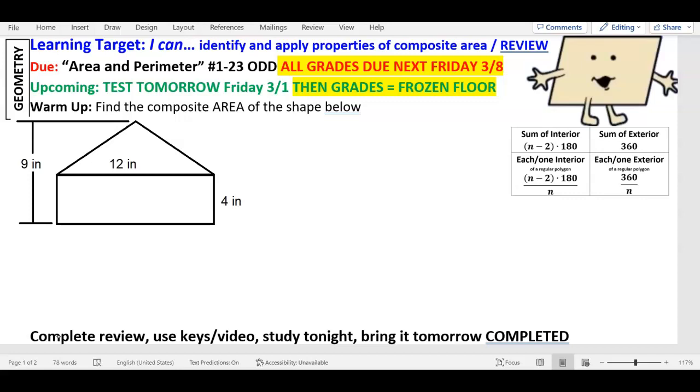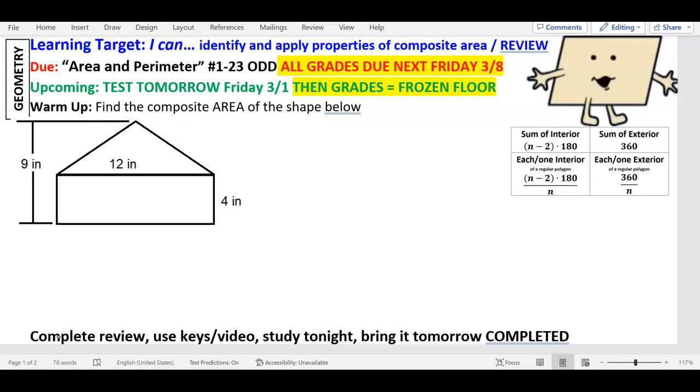Well, anyways, because yesterday was not as planned, we didn't get to do composite area like we needed to. So I'm not going to give you an assignment on it. So thank my sick baby, you don't have an extra assignment. But you still need to know how to do it. So I'm going to show you how to do it on this warm-up. It's not that hard. But you do have to turn in that assignment.